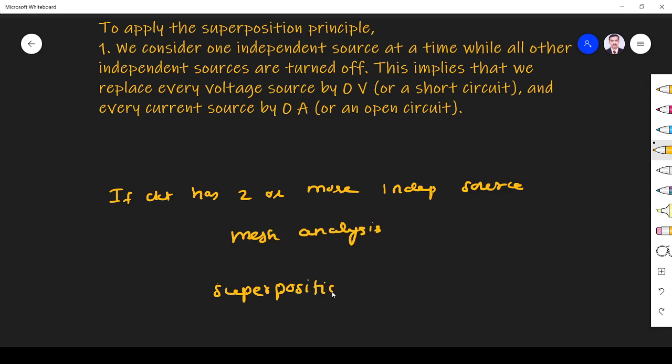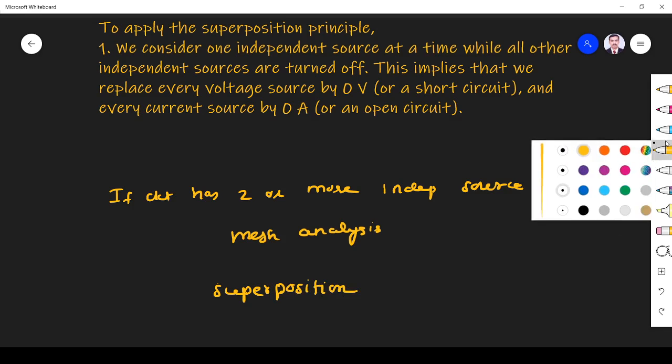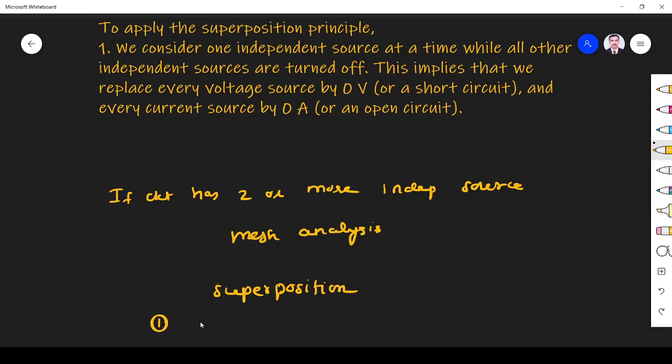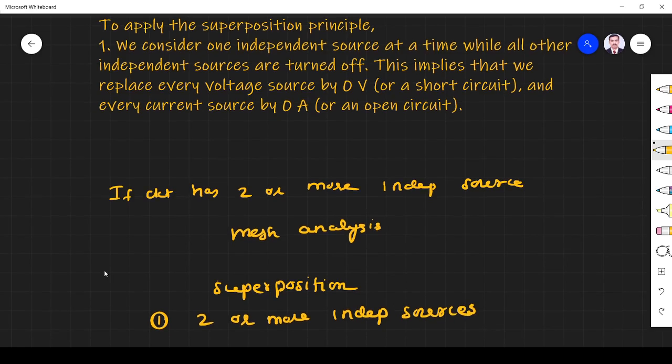This is mainly used when we have two or more independent sources. If you have a circuit with only one independent source, don't use the superposition theorem, it is of no use. When we have two or more independent sources in a circuit, we can go for the superposition theorem.